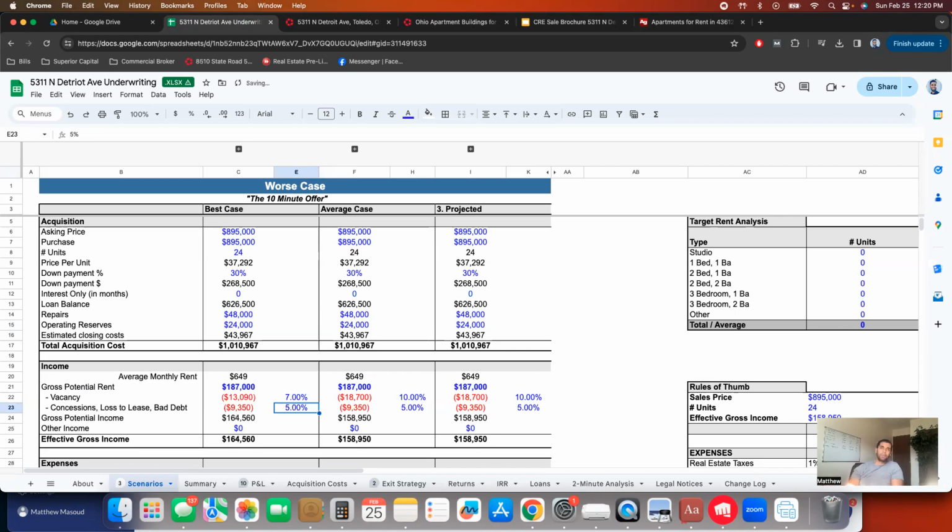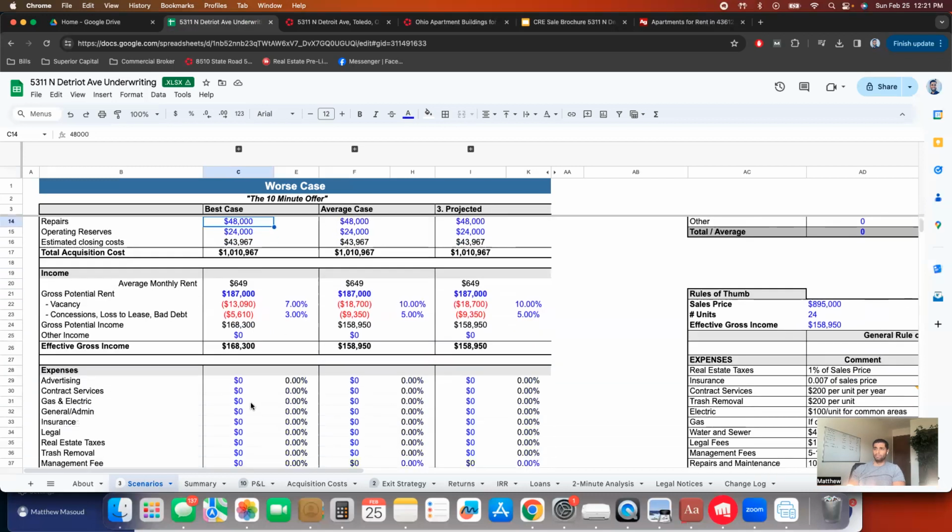Now, concessions is saying, okay, we're able to bring tenants in, but we have to offer 1 month free rent. Or there was an issue with the unit where the heat went down, so we gave them a credit. These are all concessions, things that we have to offer in order to keep that vacancy rate down, or there were issues with the property that we had to give tenants some credit back in the rent. I like to keep it at 3. 3% is usually a pretty reasonable number for this, especially after you do the major repairs up front. After you spend this 48 grand on the property, you should be able to keep concessions fairly low.